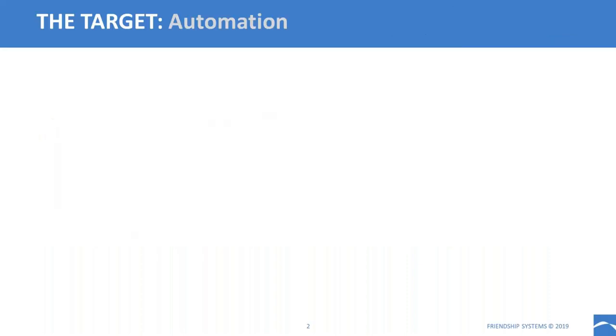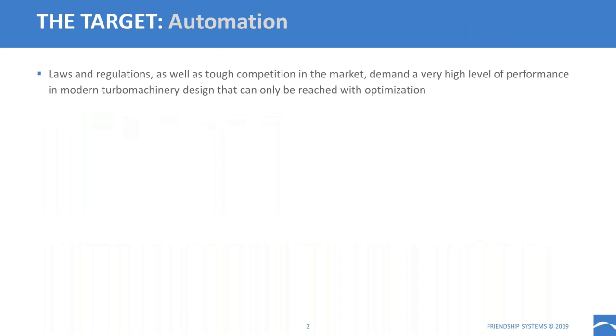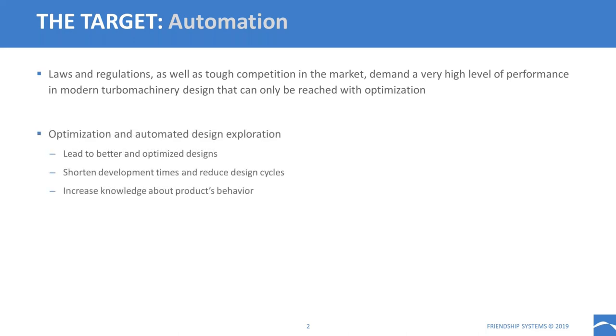So the target of our product that we are developing here is automation. I think all of you know quite well that the performance requirements for turbomachinery products, but also for other types of products, are rising and rising due to regulations and competition, and a good way to reach these performance levels is optimization and automated design processes. We think that this approach to design can lead to better and optimized designs, reduce the development cycles and times, and also, quite important, can increase the knowledge about how the product behaves in the early design phase and give information for later decision making in the design process.